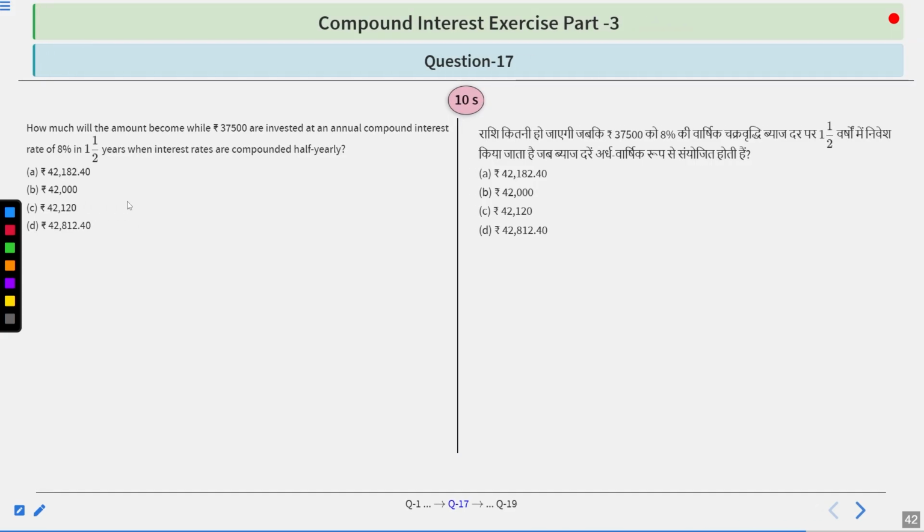Next, how much will the amount become when rupees 37,500 are invested at an annual compound interest rate of 8% in 1.5 years when interest rates are compounded half yearly? And the options are option A 42,182.40, option B is rupees 42,000, option C is rupees 42,120, and option D is rupees 42,812.40. These are the options.